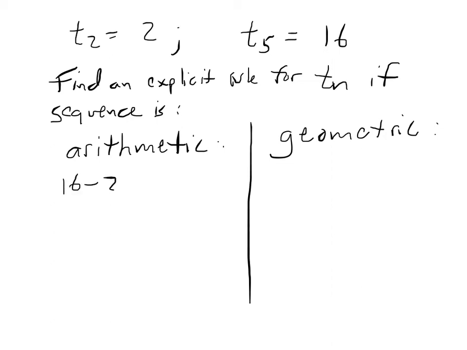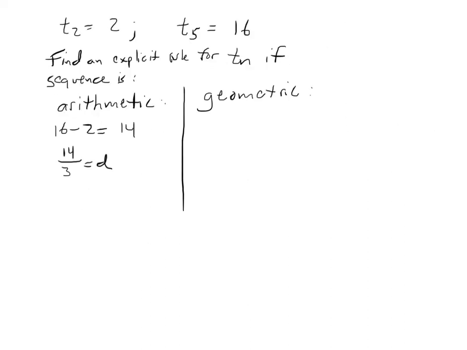That's 16 minus 2 equals 14. 3 differences have to account for 14 units. So therefore, my difference is going to be 14 thirds; d is 14 thirds. If I want to find an explicit rule for the nth term, I'm going to need to find what T1 is. Well, I know that T2 is 2, so T1 is going to be 2 minus 14 thirds. So that would be 6 thirds minus 14 thirds, which is negative 8 thirds.